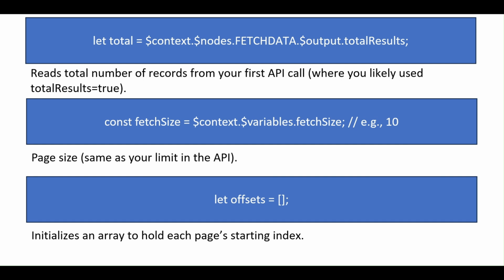So the question is how we tell our workflow to go back again and again and fetch the next 10 and the next 10 until it has everything, right? And that's exactly what we will do using the code node. Let me walk you through it line by line. So the first line which I use is this.